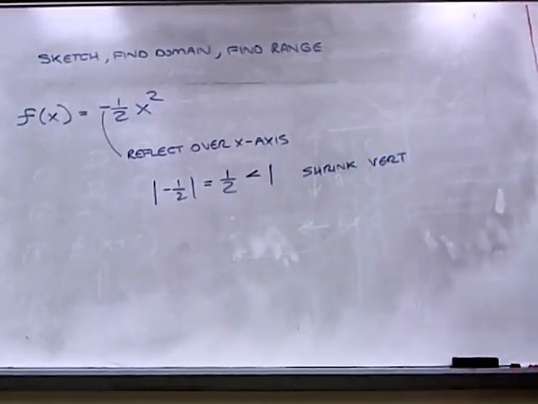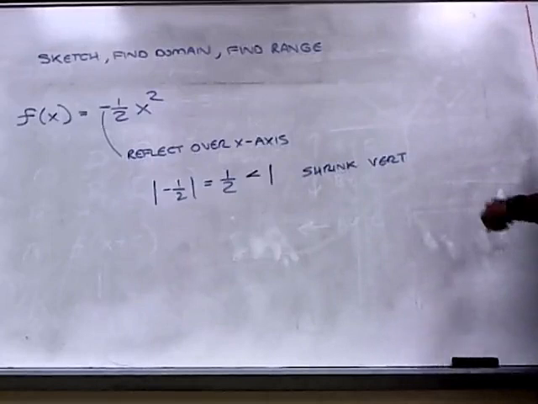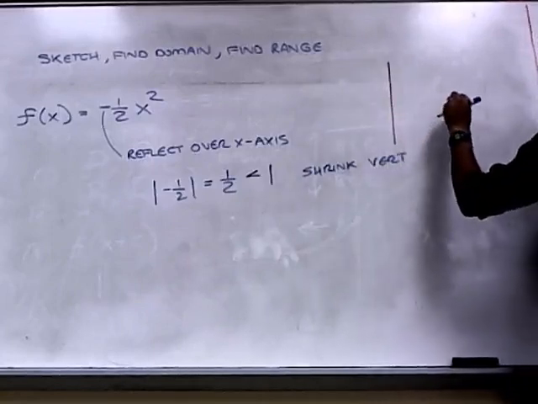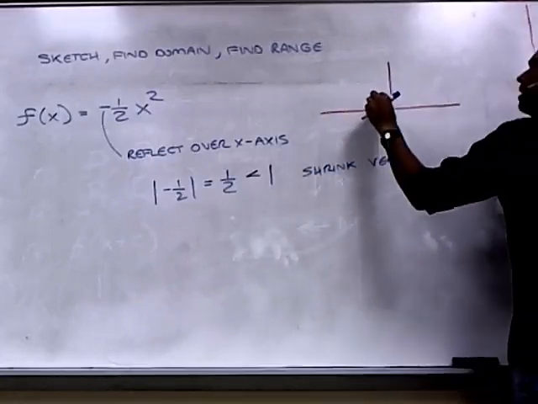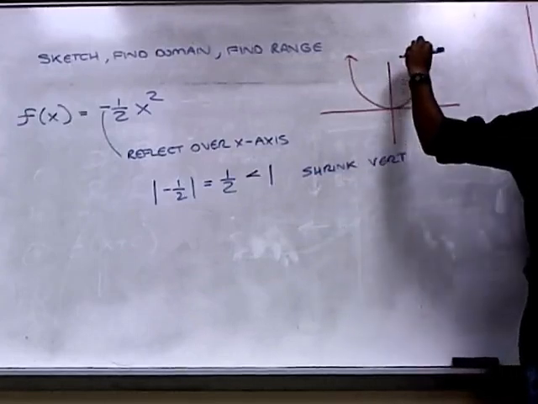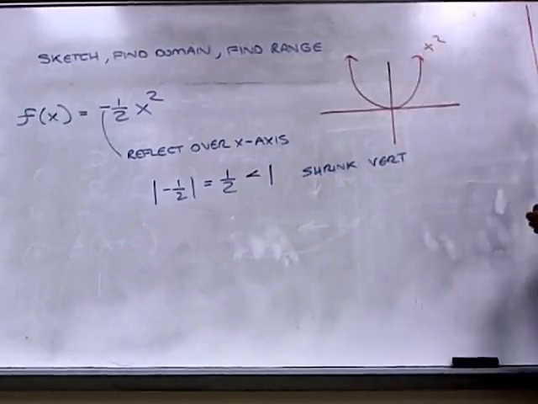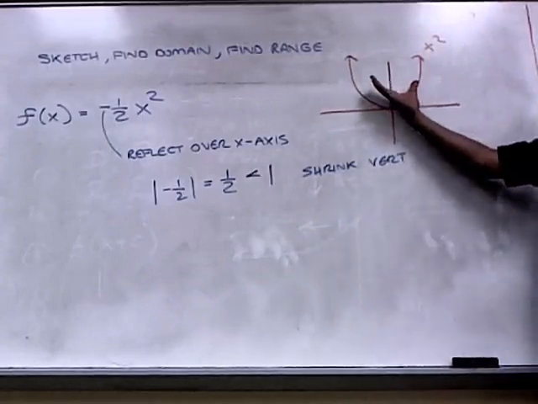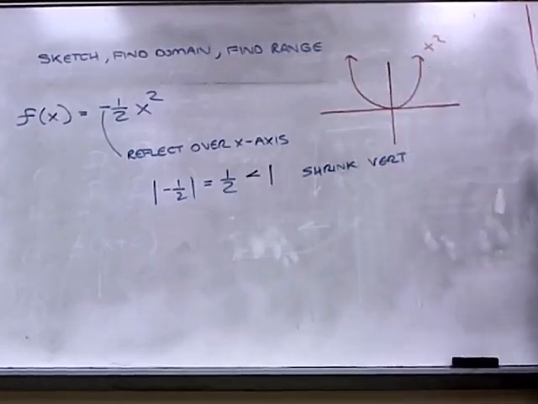So let me try and draw this. I start with my toolbox function. My toolbox function, let's say, looks like this. There is x squared. I need to flip it over the x-axis, right? So here's my flipping.